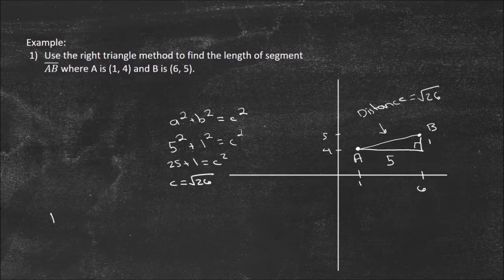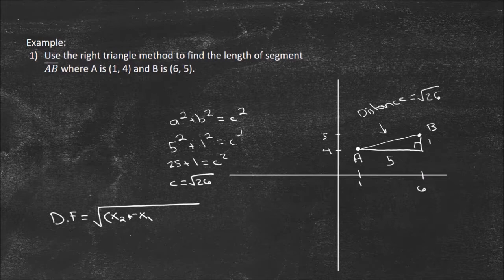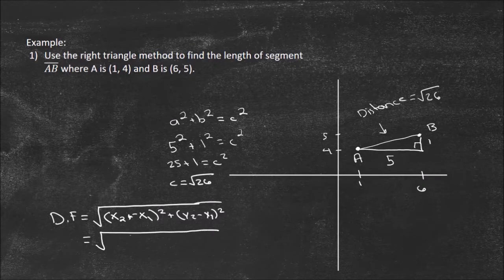So the distance formula, so I'll just say DF equals, that's when we have the square root of x2 minus x1, quantity squared, plus y2 minus y1, quantity squared, square root of the whole thing. Well, x2 minus x1, I'm going to plug in my x2 and my x1. I'm going to make x2 be the 6 from the B point, so 6 minus 1 squared plus y2 is 5 minus 4 quantity squared.